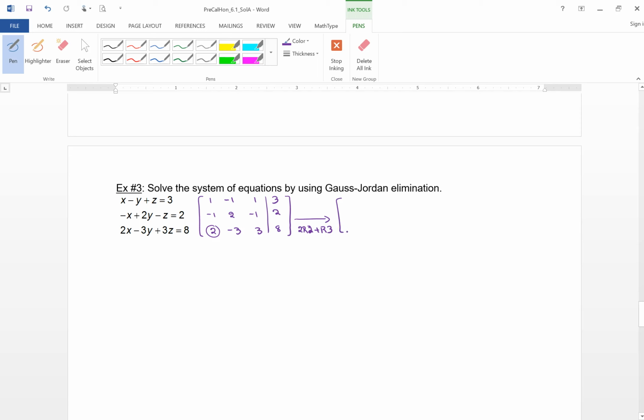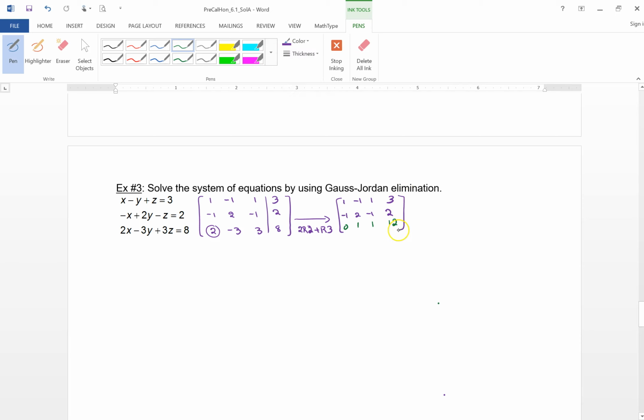Everything else will remain unchanged except for this one. So I'm going to get 2 times the second row, negative 2, plus this one, 2, is 0. 2 times 2 is 4, plus negative 3 is 1. Negative 2 plus 3 is 1. 4 plus 8 is 12.